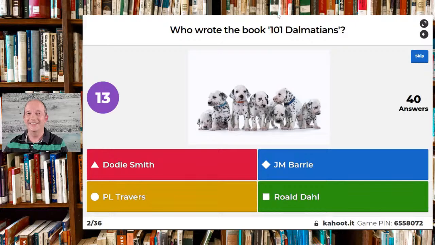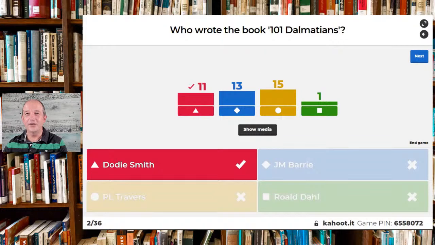So time's nearly up on question 2, and the correct answer is Dodie Smith. That was good. That kind of spread you out a little bit there. So every answer chosen.